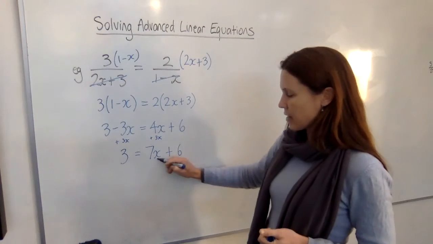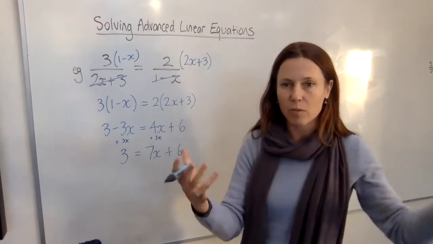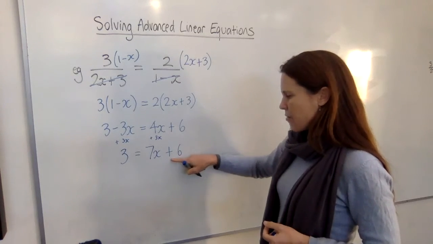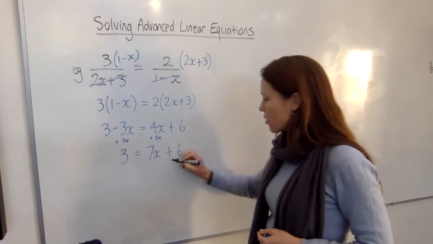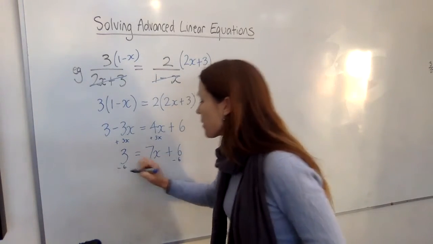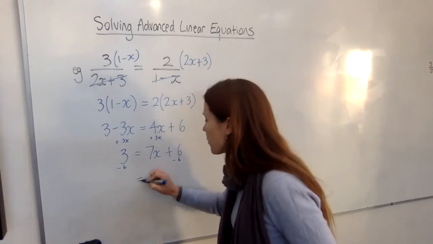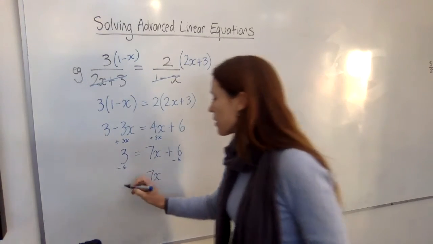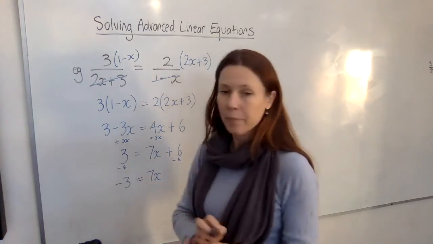Now we're trying to get the x's by themselves so that we can say x equals something. So let's get these 7x's on their own by getting rid of this plus 6. Now you can get rid of plus 6 by subtracting 6. So subtract 6 from both sides. That will give you just the 7x's on this side. And over here, 3 minus 6 is minus 3.